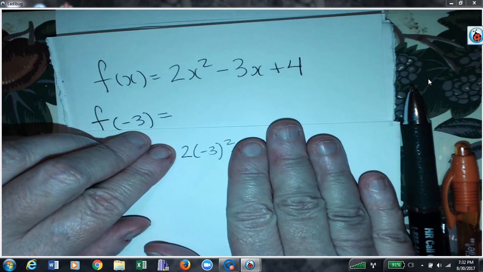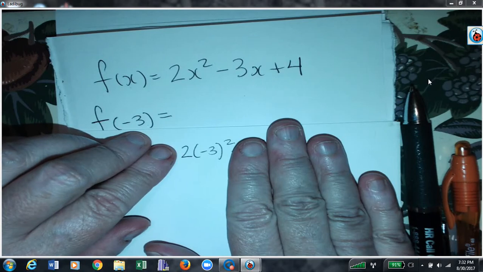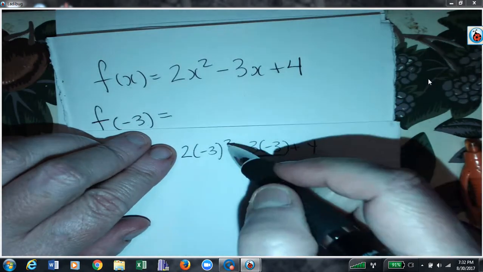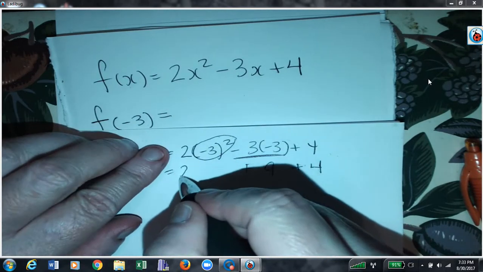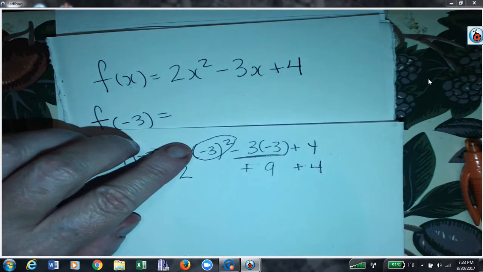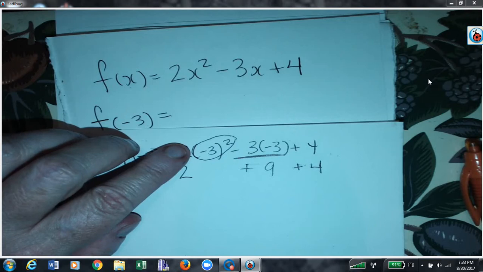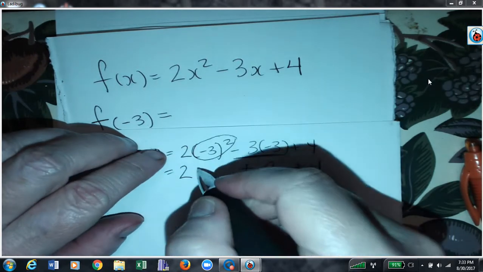Order of operations. What takes precedence? Multiplying or raising something to a power? The power takes precedence. You must do the power first. So we must do this first. The 2 is just coming along for the ride. It's going to be 2 times what I've circled there. And what is negative 3 all squared? It's positive 9.